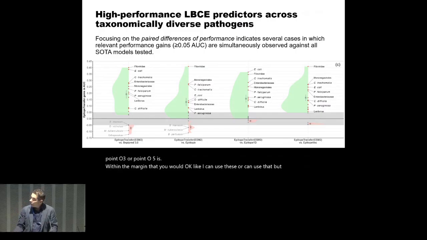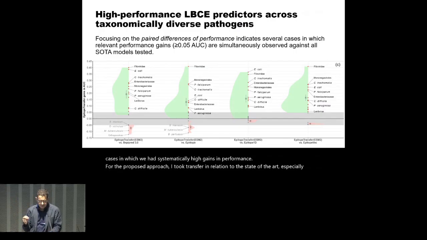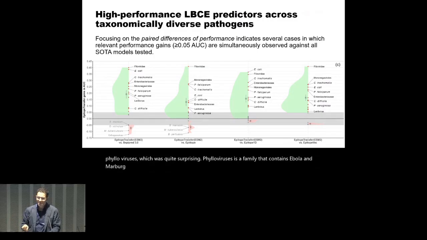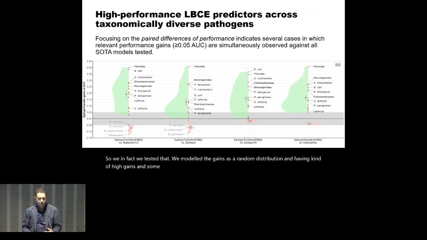But we had a lot of cases in which we had systematically high gains in performance for the proposed approach, epitope transfer, in relation to the state of the art, especially for filoviruses, which was quite surprising. Filoviruses is a family that contains Ebola and Marburg, so reasonably relevant. And we observed ridiculously large gains. It's consistent with random distribution of effects. So we tested that. We modeled the gains as a random distribution, and having high gains and some losses is consistent with what we would expect there. But there is a systematic bias towards gains in predictive performance.